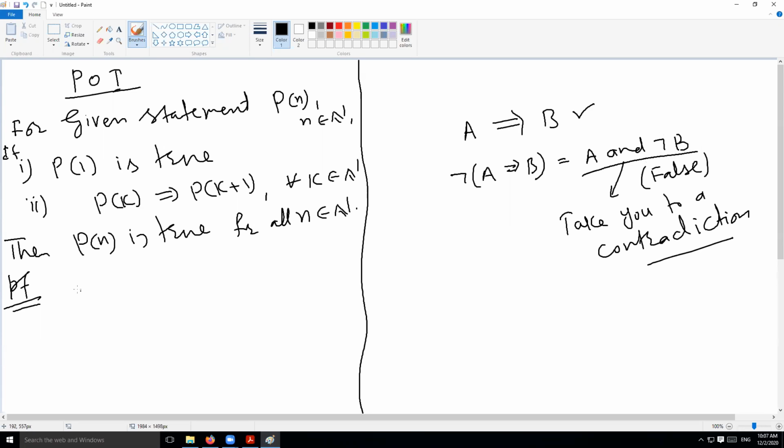So in this given statement, what is your A? Can someone tell me, in the principle of induction, what is A and what is B? A is P of K, and B is P of K plus 1. Okay. Anything else?